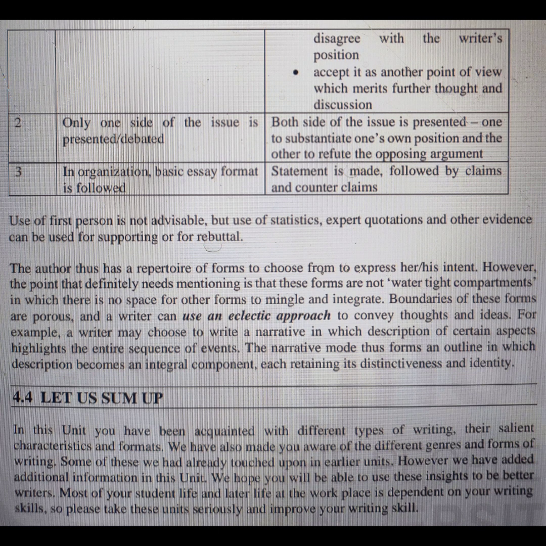Let us sum up. In this unit you have been acquainted with different types of writing, their salient characteristics and formats. We have also made you aware of the different genres and forms of writing. Some of these we had already touched upon in earlier units. However, we have added additional information in this unit. We hope you will be able to use these insights to be better writers. Most of your student life and later life at the workplace is dependent on your writing skills, so please take these units seriously and improve your writing skill.